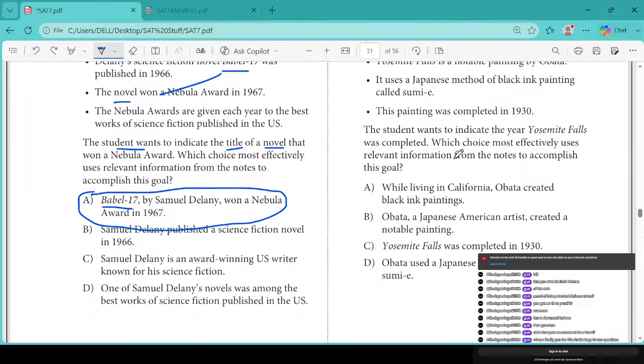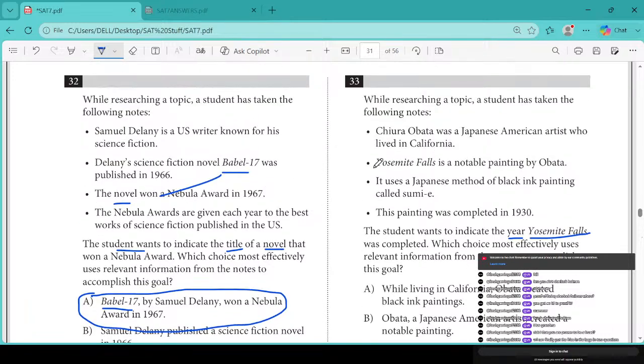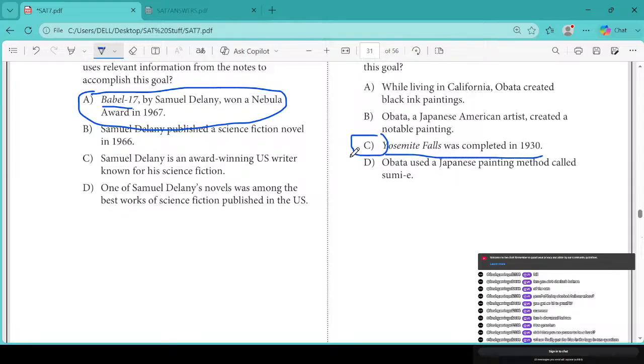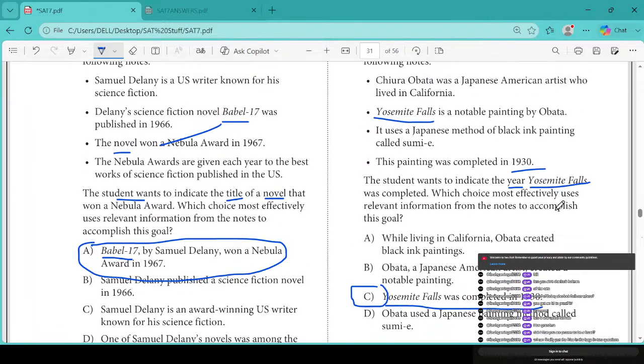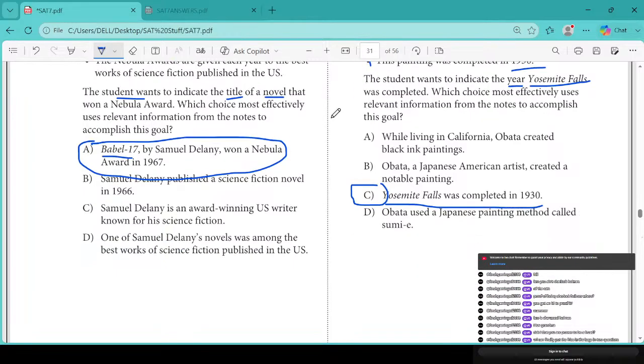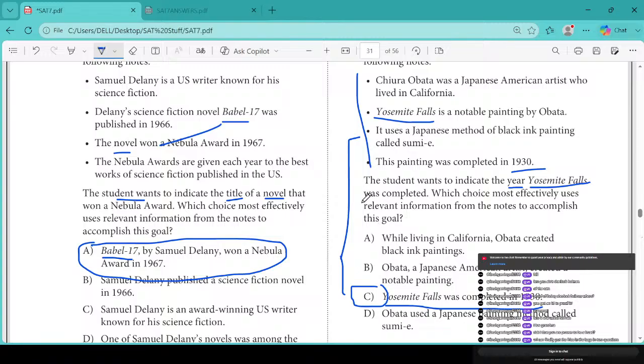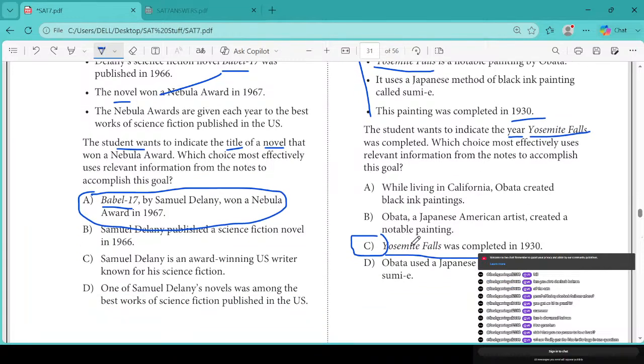Let's see what this one is asking us, shall we? You want the year Yosemite Falls was completed. So it's completed in 1930. Boom. That is super simple. You just identify what it's asking you. These type of questions, identify what it's asking you. Find the relevant information here. Find the answer that matches the relevant info. And make sure to double check it's actually the correct information, because sometimes they want to trick you.